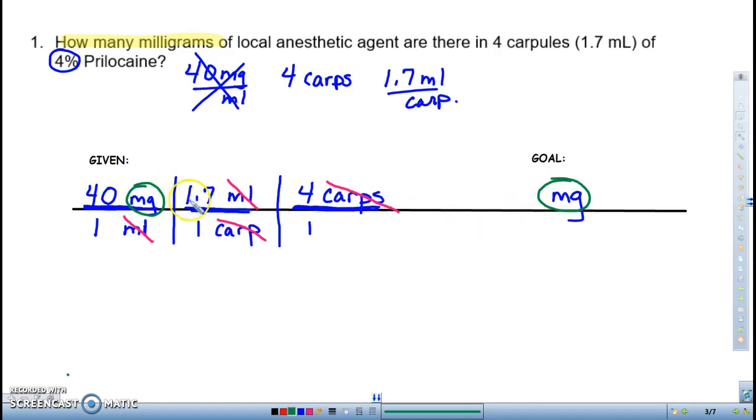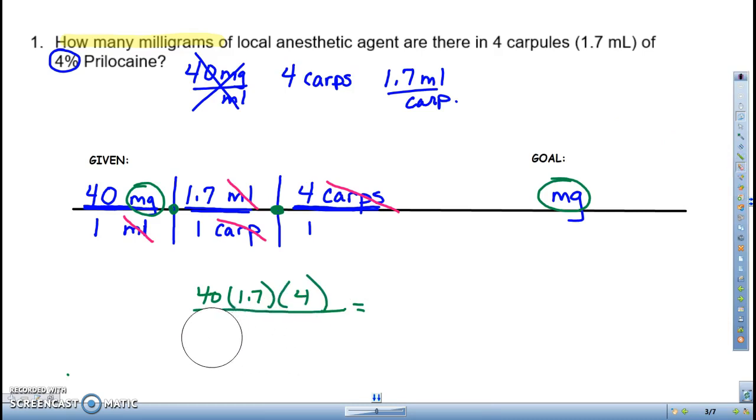So now what we're going to do is we're going to multiply these fractions together. When you multiply fractions together, it's numerator times numerator times numerator over denominator times denominator times denominator. So it looks like this. I have 40 in the numerator, multiplied by 1.7 in the numerator, multiplied by 4 in the numerator, and guess what? In the denominator, I have 1 times 1 times 1. Anytime, we all know that 1 times 1 times 1 turns out to be 1. So let me just go ahead and simplify that.